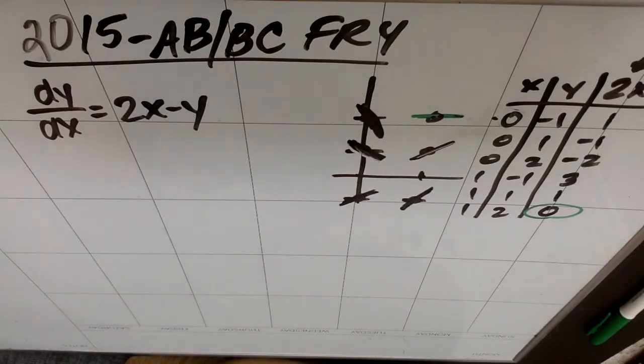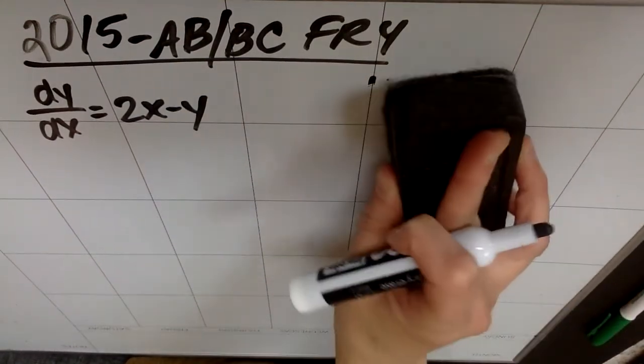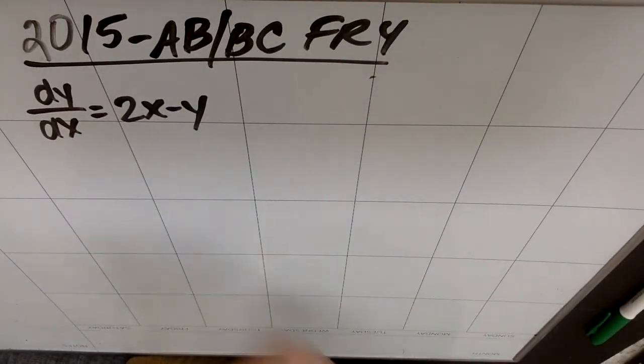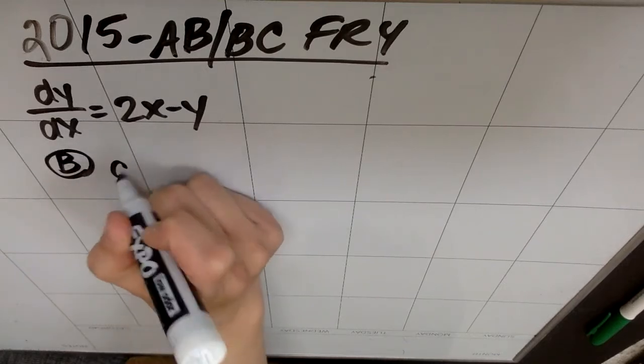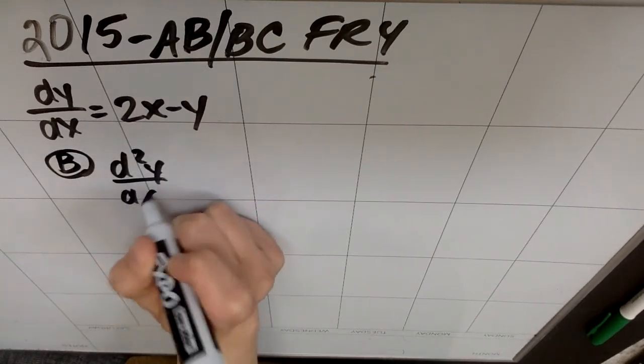All right, part B. Find d squared y dx squared in terms of x and y. Then they ask you to determine the concavity of all solutions for the given diffy q in quadrant 2, give a reason. Okay, so we don't need this guy right now, right? So let's go ahead and do part B. We're going to find d squared y dx squared.